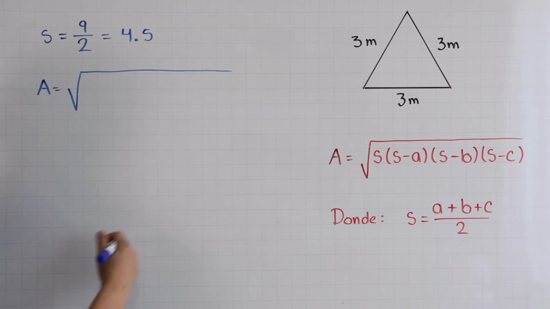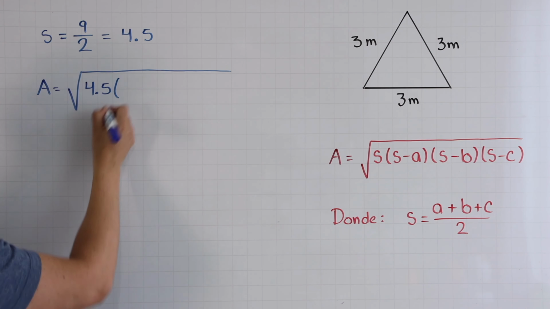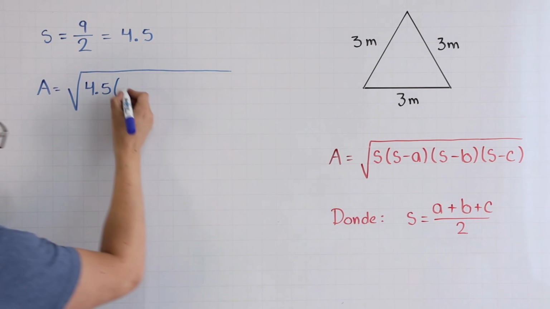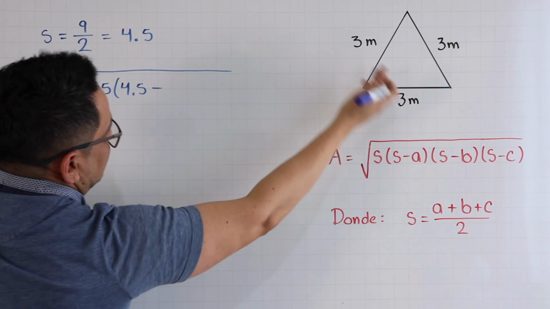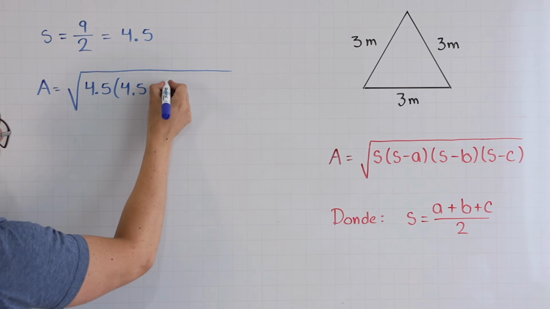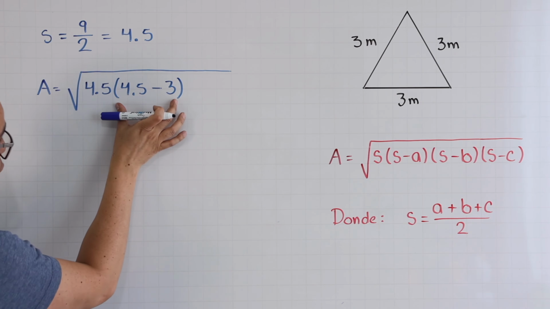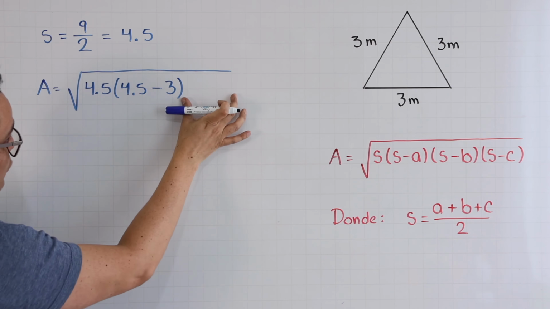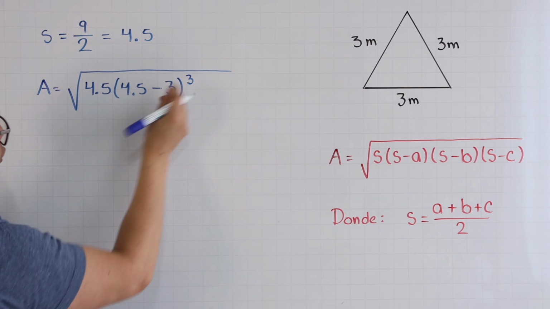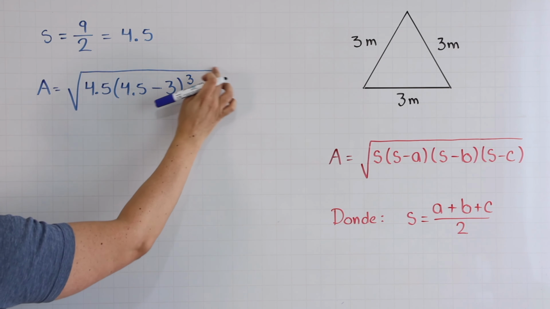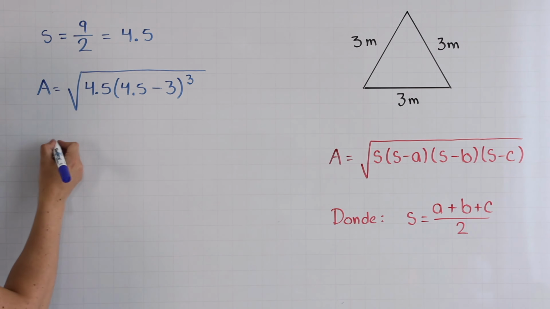Let's continue. So I have that one, which we said was 4.5 multiplied by s minus a. That is 4.5 minus whatever a is. But a, b, and c all have the same value. So we're going to write minus 3. And instead of writing 4.5 minus 3 times, 4.5 minus 3 times, 4.5 minus 3, I'm going to write it as the quantity 4.5 minus 3 cubed. That's equivalent, right? Then writing everything else. So let's continue.